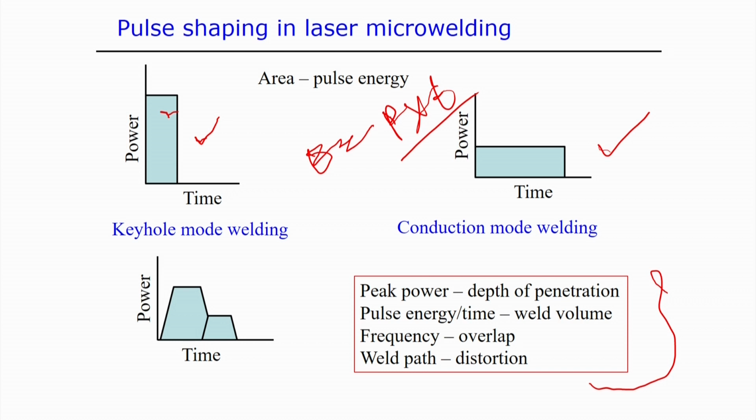Now, the point is that if we consider the two types, keyhole mode welding and conduction mode welding, we are simply changing the shape of the pulse. Similarly, if it is possible to create some complex shape of the pulse, then it is possible to weld difficult materials, for example very crack sensitive materials and highly conductive materials. Such materials, which are very difficult to weld, probably can be welded if we properly design the shape of the pulse.